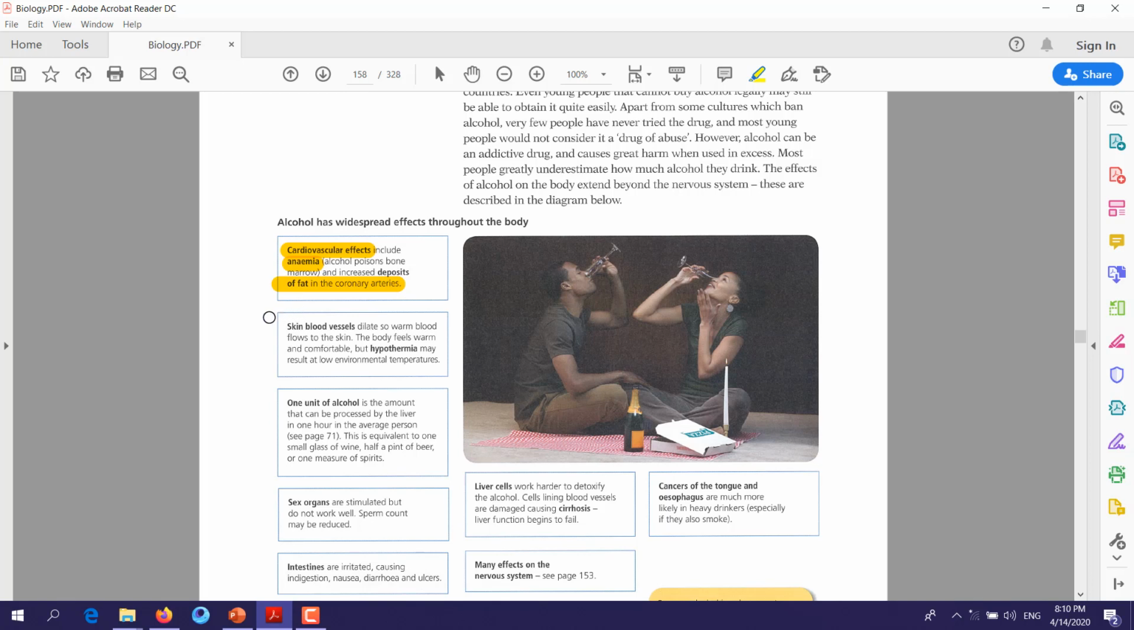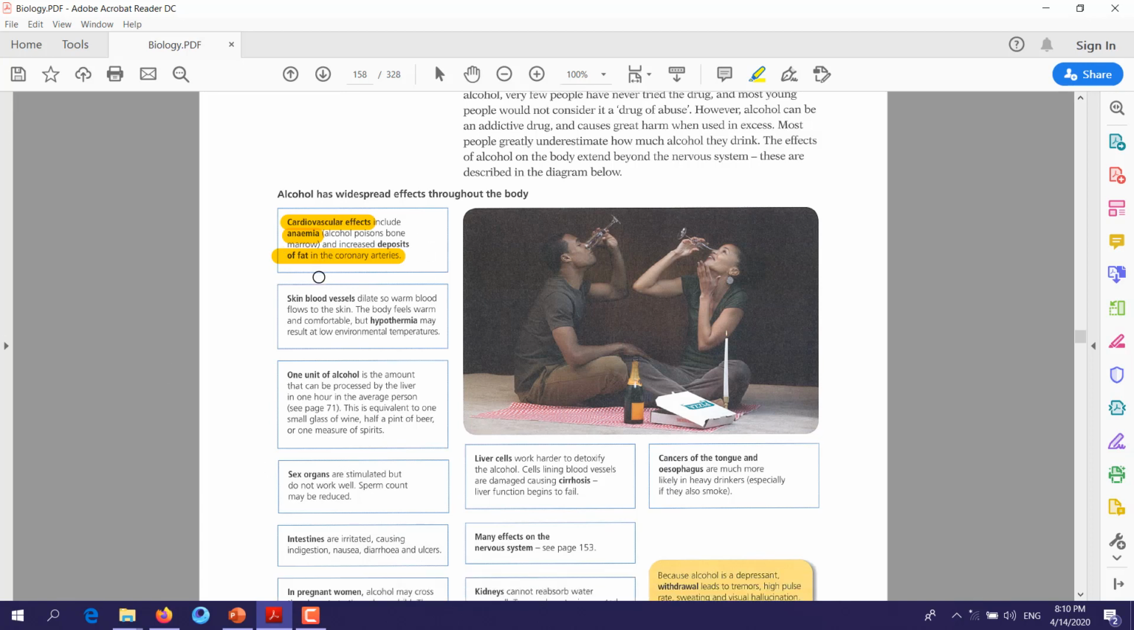Here what is happening when you drink a lot of alcohol, this alcohol will help form fats in the blood vessels, especially in the coronary artery. Okay, so in this case, when the coronary artery is full of fat, the blood will not be able to pass easily through it.